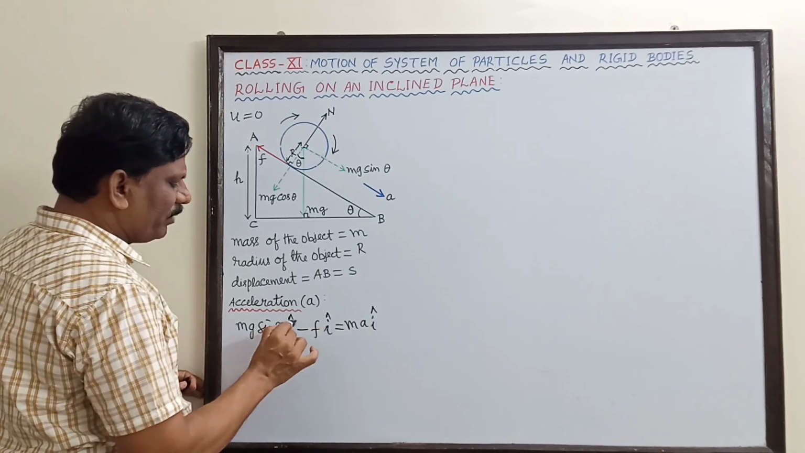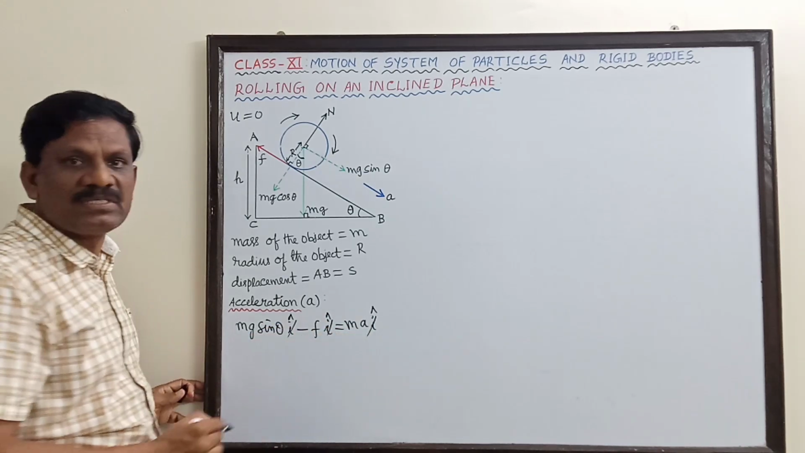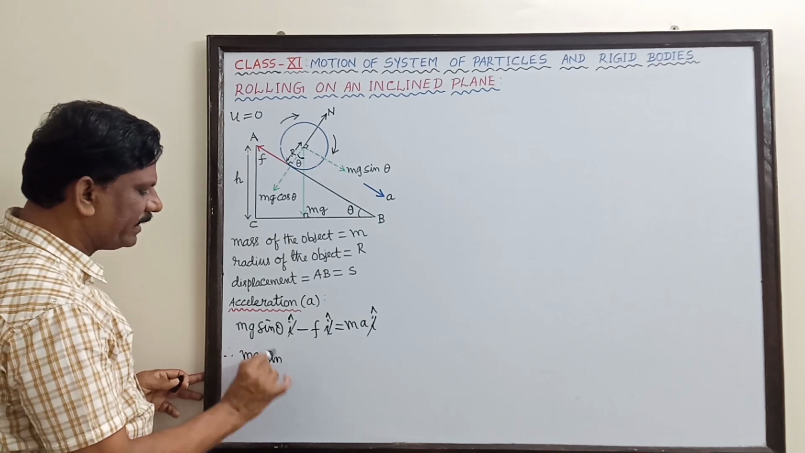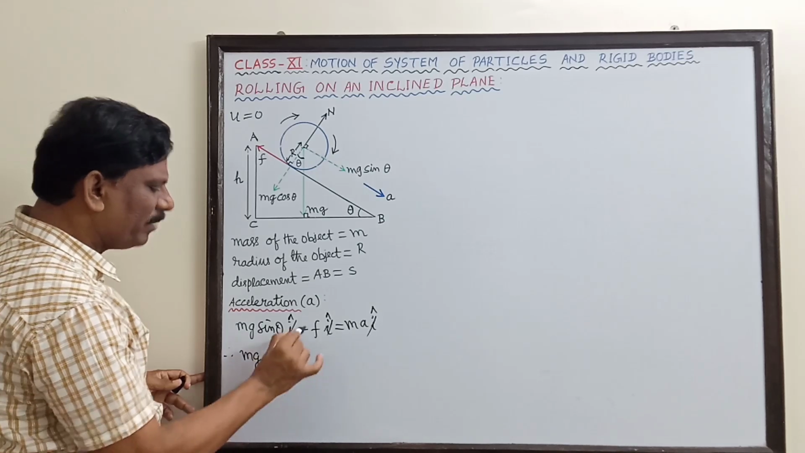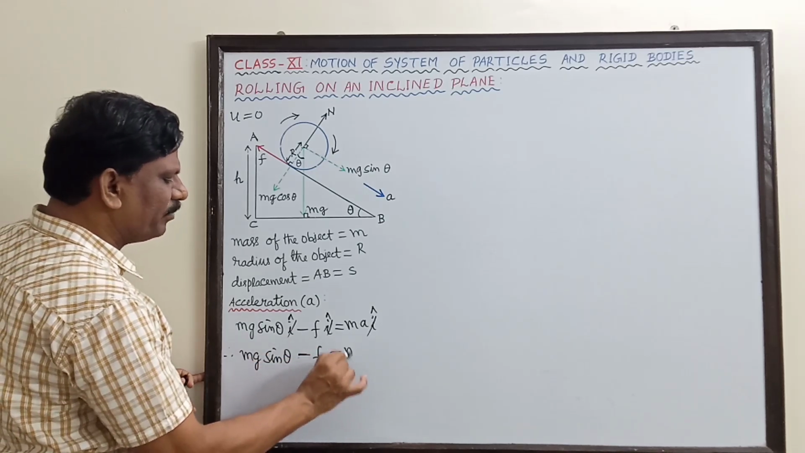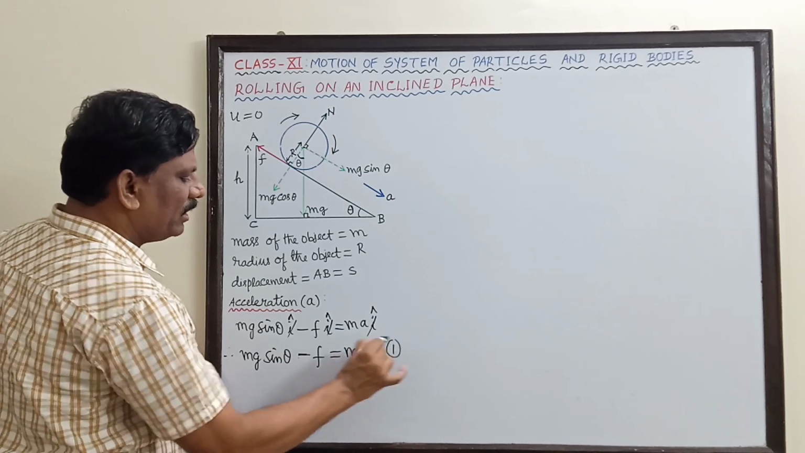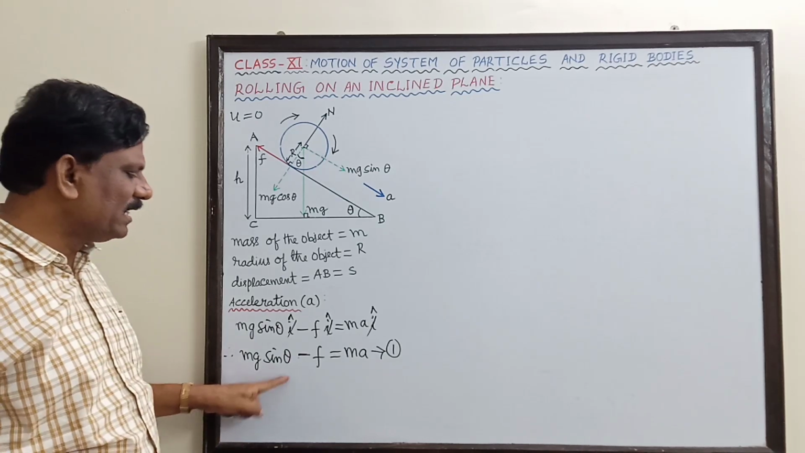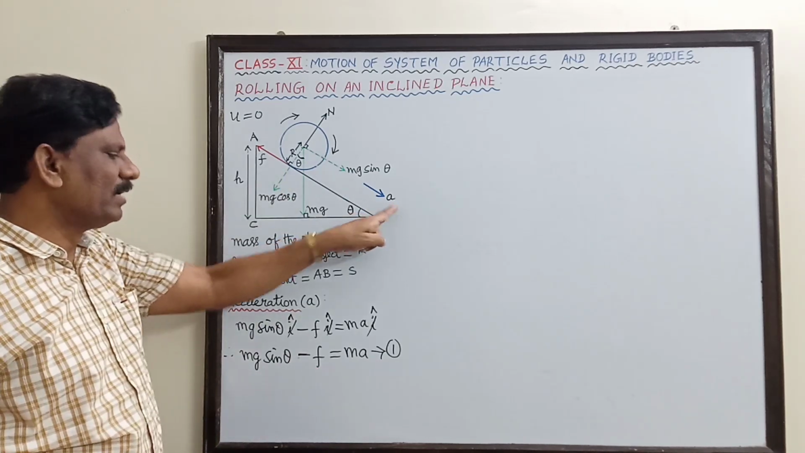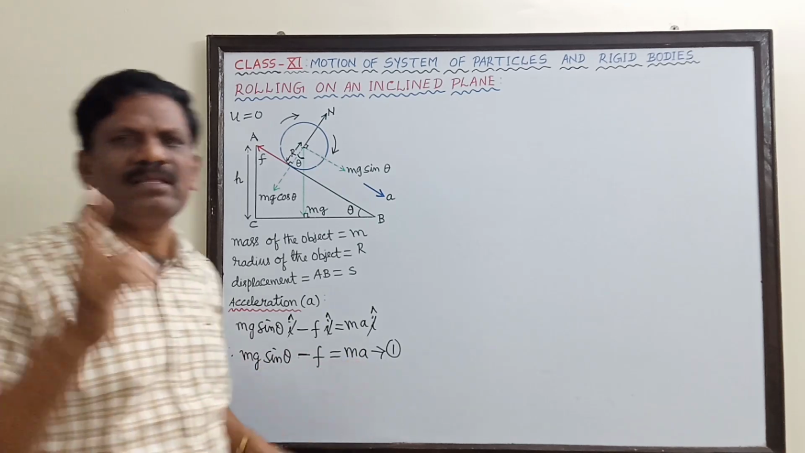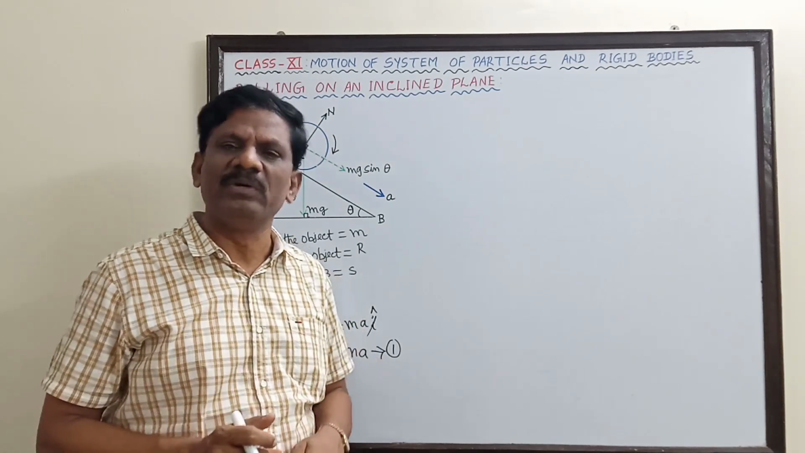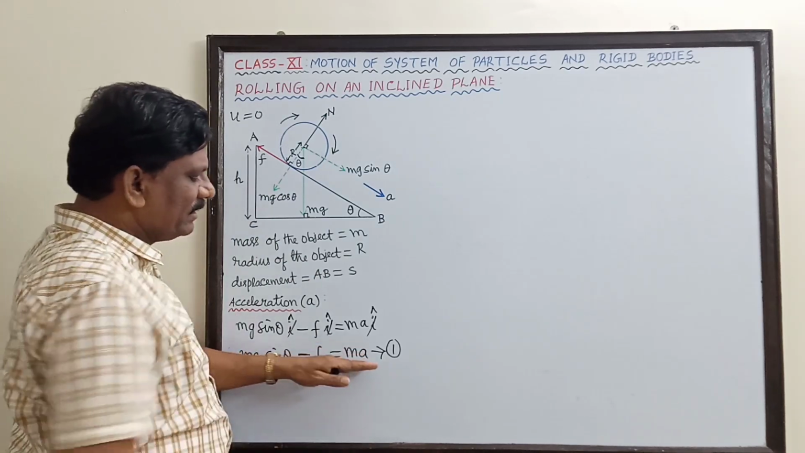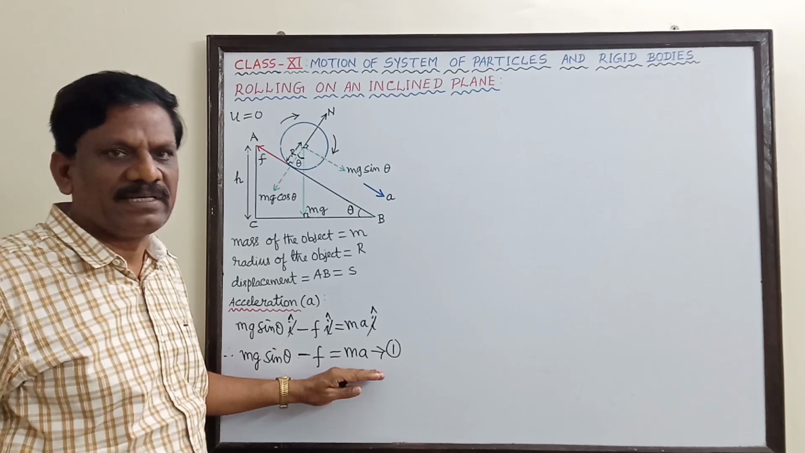Now equating the components, I can cancel i cap on both sides. Therefore, mg sin theta minus F is equal to ma. This is our first required equation. We have studied the free body diagram as an application of Newton's laws of motion, isn't it? Net force on the left side is equal to mass into acceleration on the right side.